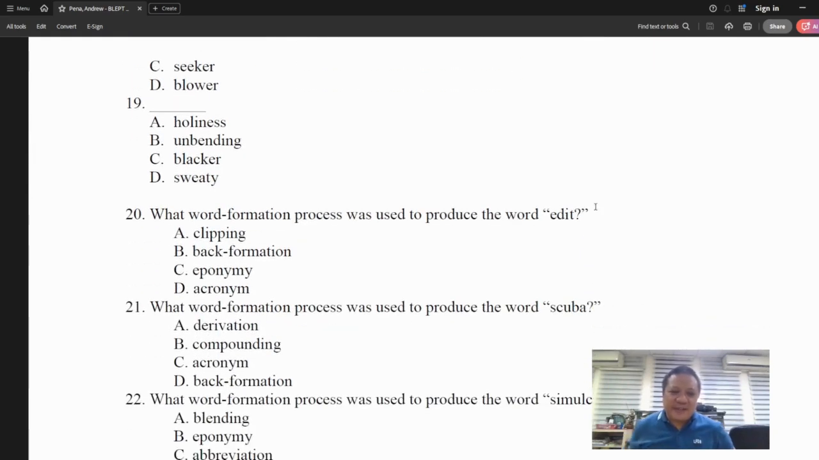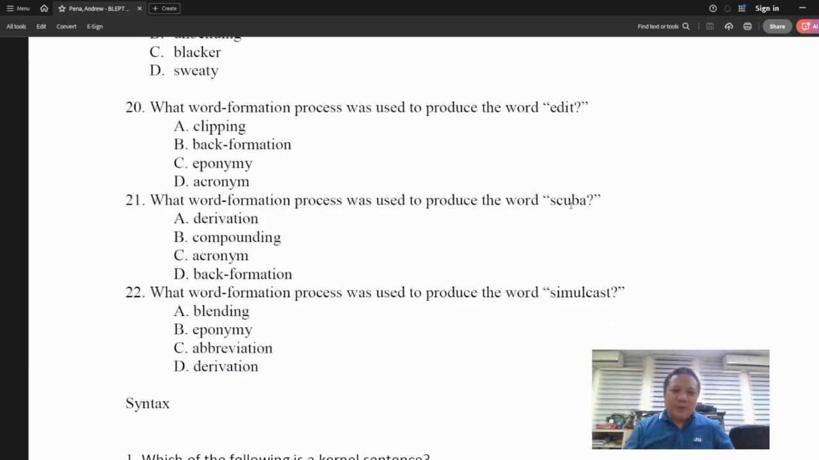19. A, holiness, B, unbending, C, blacker, D, sweaty. Now for A, holiness is a complex word because of the derivational affix ness. In B, you have the prefix un, which makes it a complex word. In D, sweaty, you have the y, which is also a derivational affix. So you have a complex word. But in C, blacker, the er there is comparative. It's just an inflectional morpheme. Okay, so the answer is C, blacker.